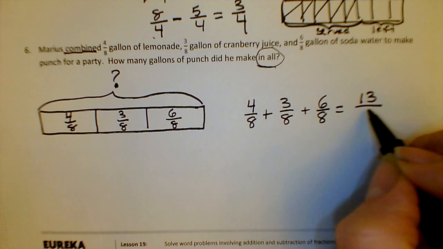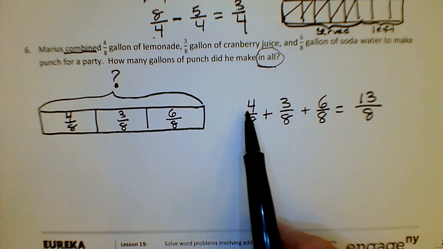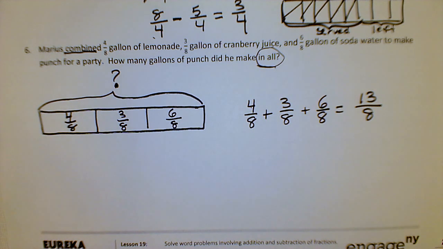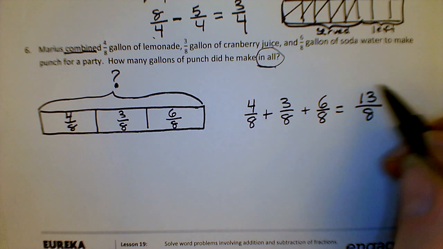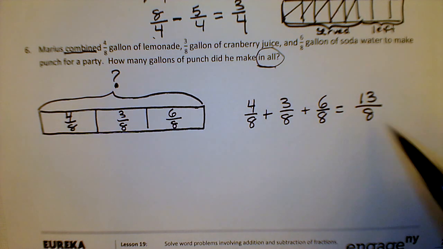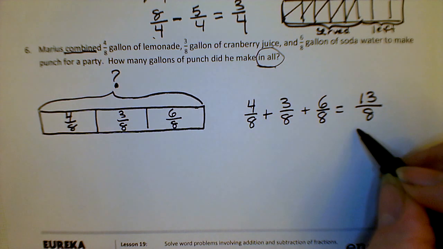And what size are each of these pieces? They're 8ths. So I'm going to have 4 plus 3 is 7 plus 6 is 13. I have 13/8 gallons. But we've also learned that we do not want to leave this as a fraction greater than 1. We want to turn this into a mixed number. So what I have to do is figure out how many wholes are in this. It's definitely a fraction greater than 1. My numerator is greater than my denominator, so I have to pull my whole numbers out of that.